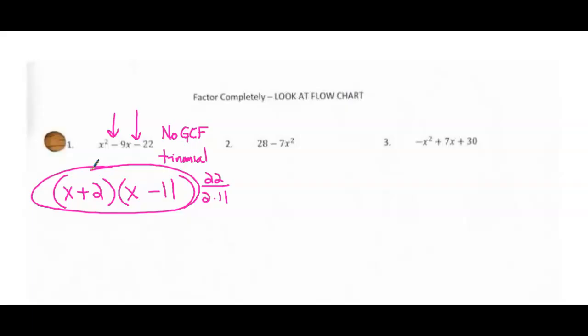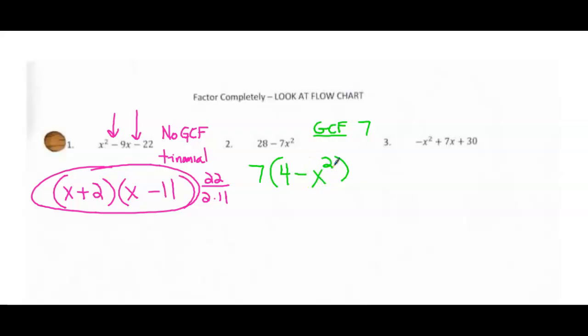The second one, first thing I'm looking for is GCF. On number 2, there is a GCF. 28 and 7. The GCF is 7. So I'm going to factor out a 7. I need a binomial in here. Make sure it's a binomial. 28 divided by 7 is 4. There's a minus sign. 7x squared divided by 7 is x squared.